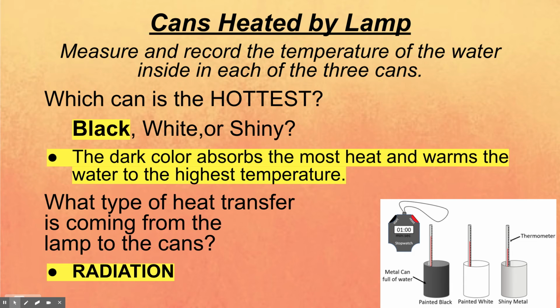And then here we go. There's the answer. The black one is going to heat up fastest and become the hottest because the dark color absorbs most of the heat from the light. So it absorbs all the wavelengths of the light, the ROY G. BIV, and it warms up to the highest temperature. And that's going to be radiation, right? So the heat from the lamp came through the air and then heated up the water in the can.